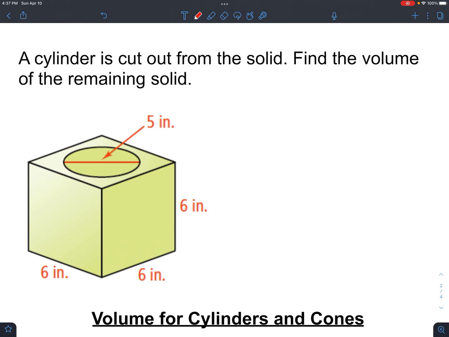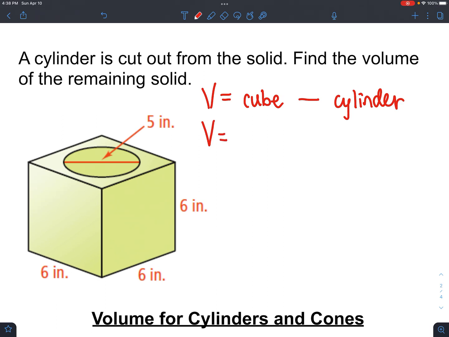So now we have a 6 by 6 by 6 cube, and we have a cylinder that's cut from it. You want to find the volume of the remaining solid. So it's a subtraction here. You have the volume of the cube, and then we take away the volume of the cylinder inside of it. And a cube is just like a box. If you want to find volume, you just multiply the three sides together.